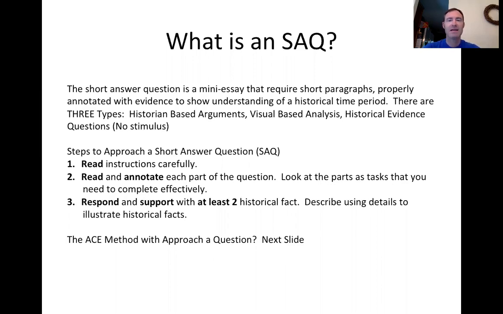We need to annotate with evidence to show understanding of a historical time period or a trend of some sort. You're going to see short answer questions from time period 1 through time period 9, and there are 3 different kinds. The first kind is based off of a historian's argument or arguments. You have to analyze what different historians say about causes and reasons for certain trends. It could be the Civil War interpretation or an interpretation of what really led to the Cold War. That's the first kind that you will see.